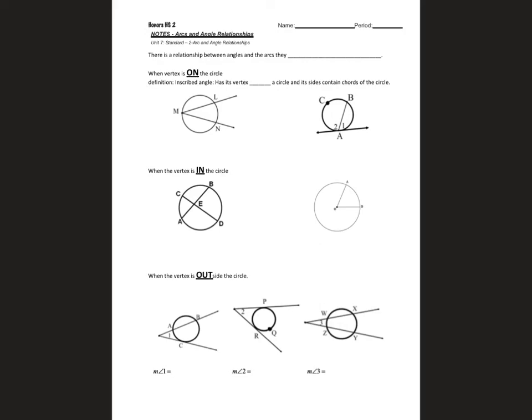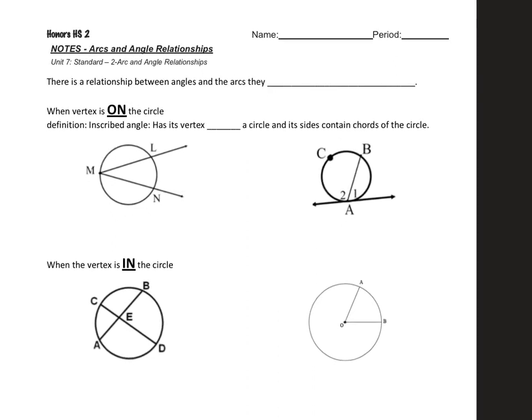Okay, welcome. In this video, we're going to start talking about arcs and angles and their relationships. So the first thing you need to know is that there is a relationship between angles and the arcs they intercept. Think of the word intercept like the y-intercept, right? That is where it intersects the graph. So intercept is kind of like saying intersect.